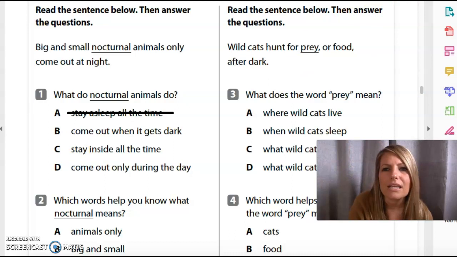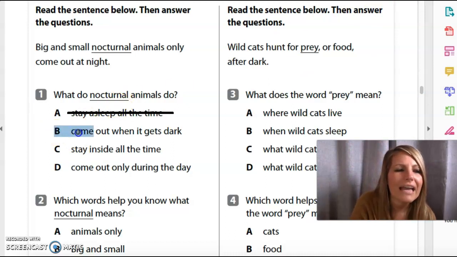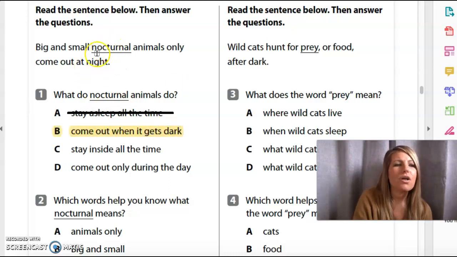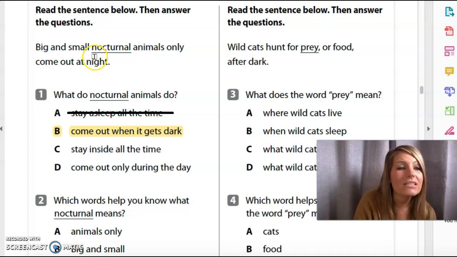So let me see here if I can go ahead and highlight. You will circle or underline our answer. We figured out that nocturnal means that they come out at night or they come out when it gets dark. Same thing.